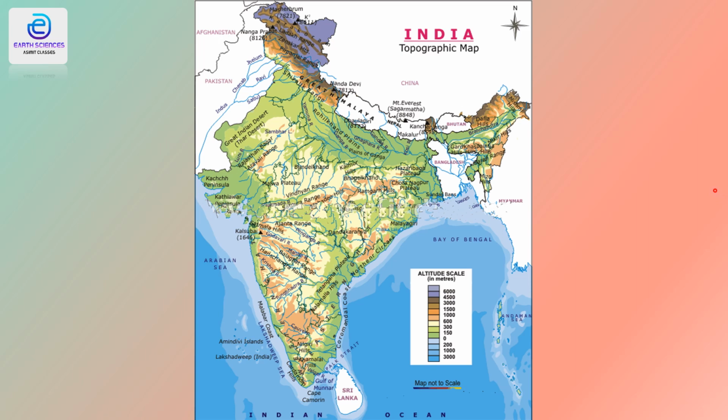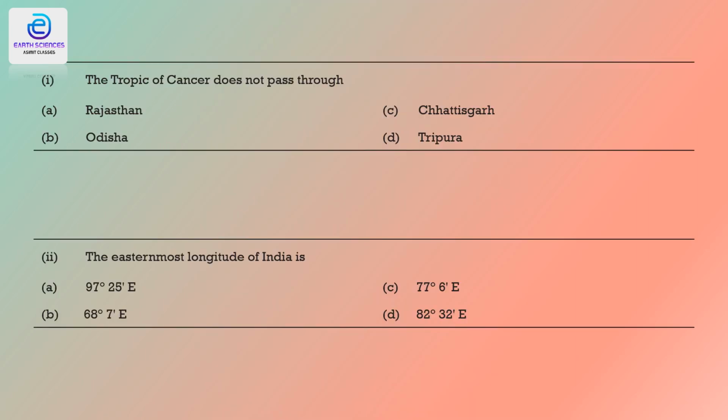This map is the Topographical Map of India, which represents its relief variations. Now we will solve different objective problems present in our NCERT book.